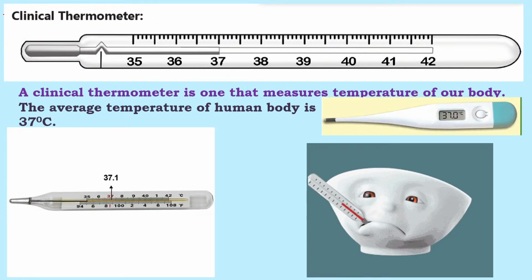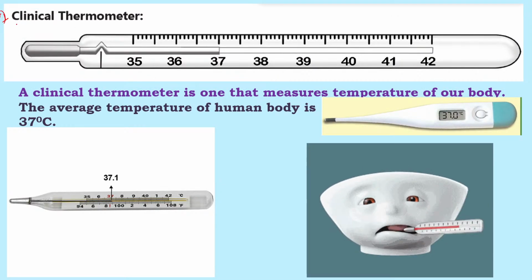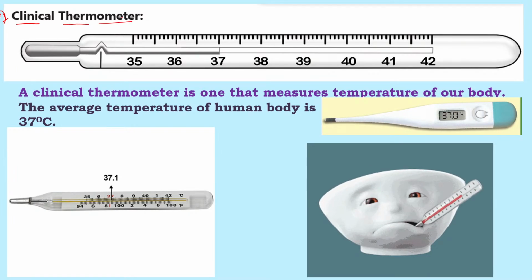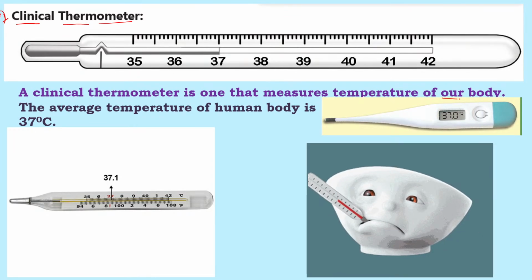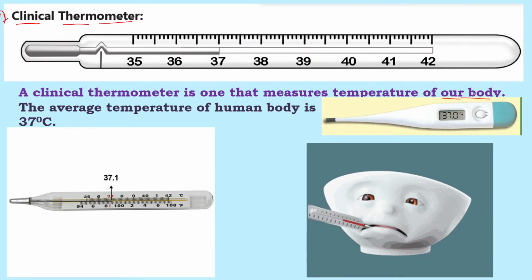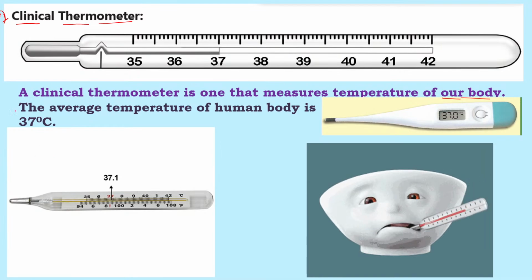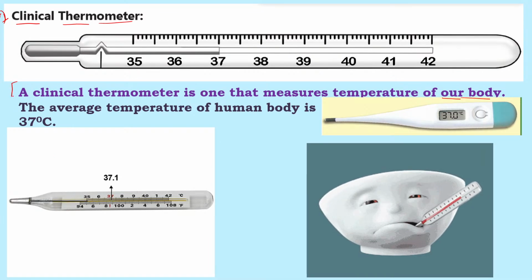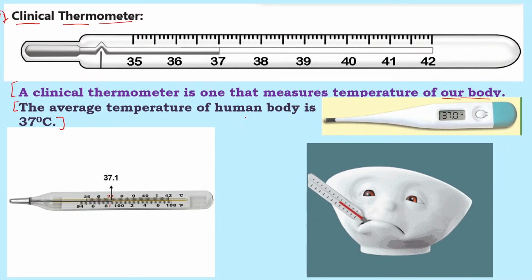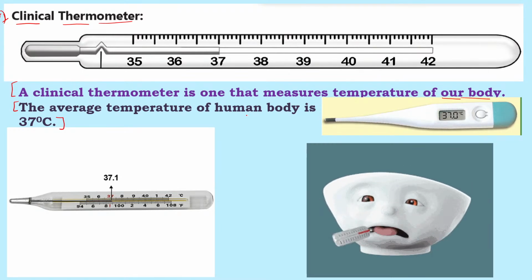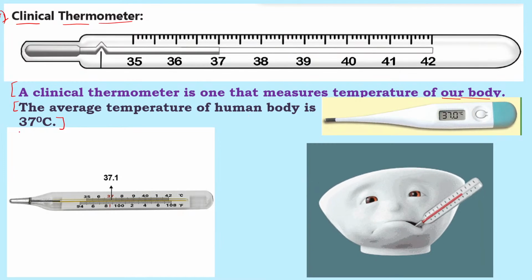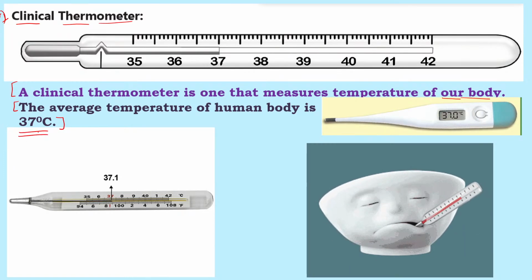First one, we have a clinical thermometer. So what do you mean by the term clinical thermometer? A clinical thermometer is one that measures the temperature of our body. It is that type of thermometer which is going to measure the temperature of our body. So what is the average temperature of a human body? Yes, the average temperature of a human body is 37 degrees Celsius.